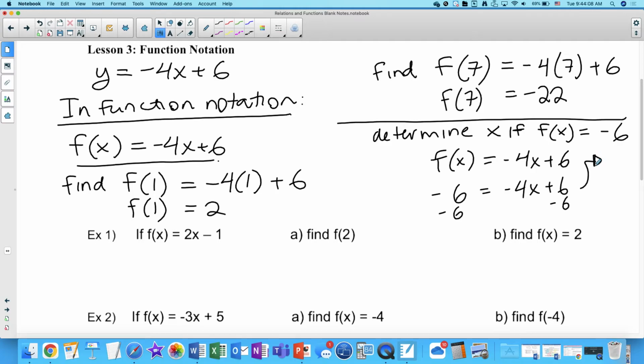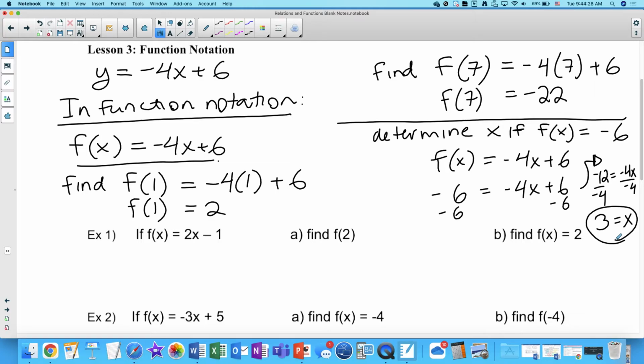Okay, and we end up with 3 equals x. So what does that mean? f of 3 equals negative 6. If you were to put that in as a coordinate point, you would have the point (3, negative 6).